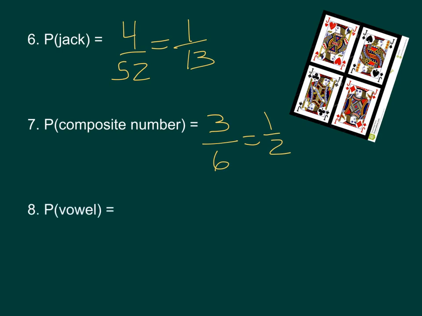Last but not least, let's look at the probability of picking a vowel from the word mathematics. If we look at the letters in the word mathematics, there are 1, 2, 3, 4 vowels, 2 A's, 1 E, and an I. And there are 11 total letters in the word mathematics. So the probability of pulling a vowel from that word is 4 out of 11.